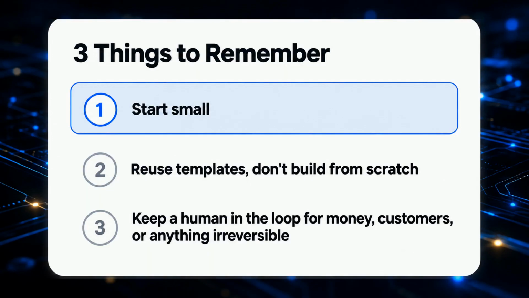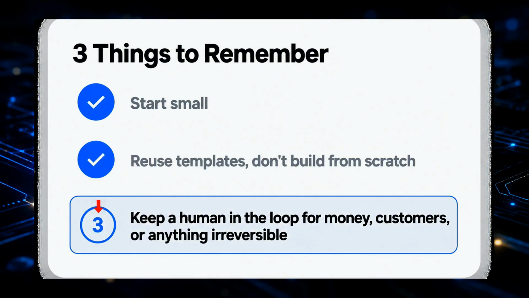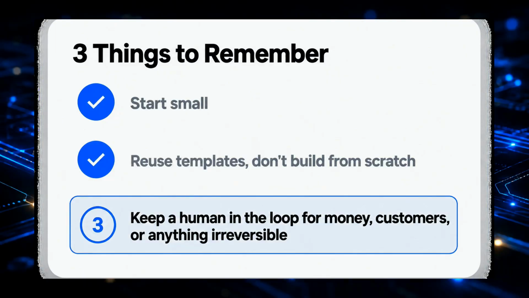Three things to remember. Start small. Reuse templates instead of building from scratch, and keep a human checking anything that touches money, customers, or irreversible actions until it's proven reliable.